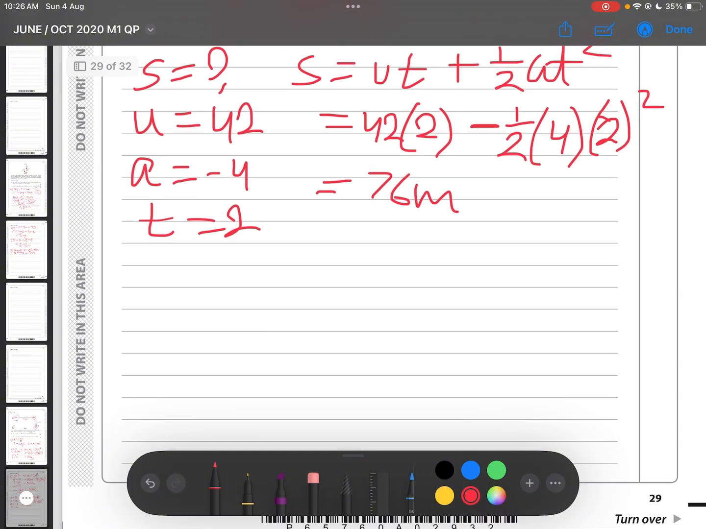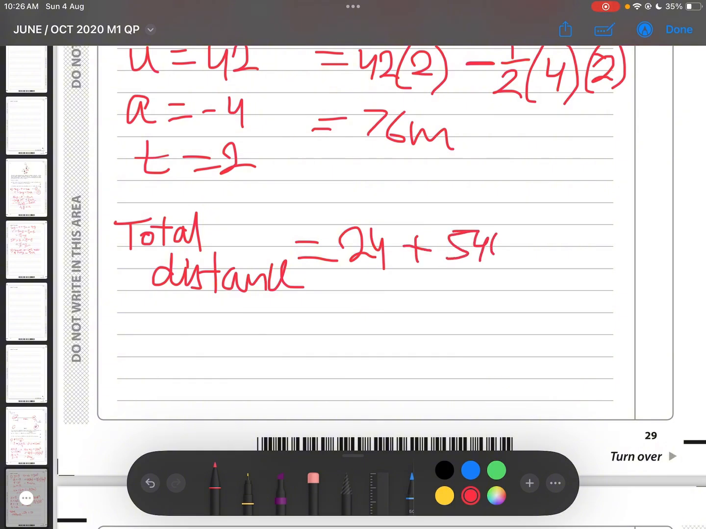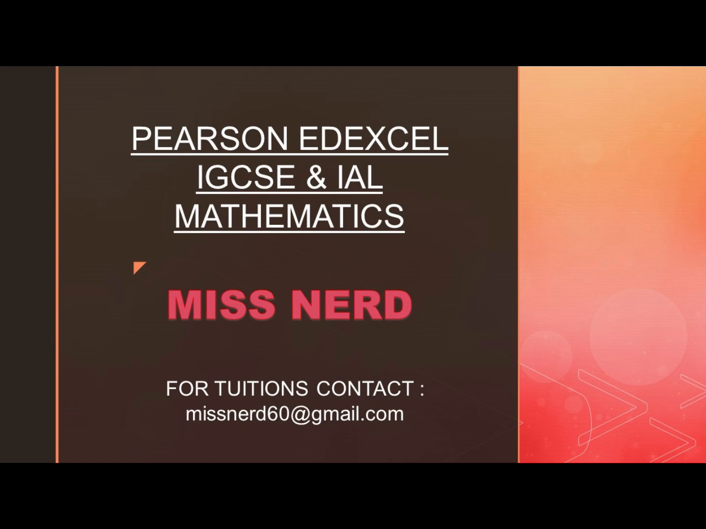Now, as they say, the total distance is going to be the addition of all the three paths. The first path, it traveled 24 meters. The second path, it traveled 540 meters. And the third part, it traveled 76 meters. Adding all this, we get the total distance to be 640 meters. And that was the end of the paper, guys.